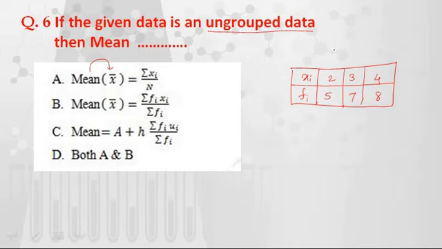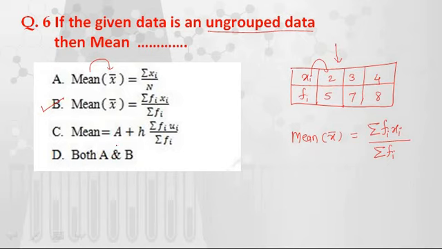So when the given data is given in this form, that is called as ungrouped data, means the value of the variable along with its frequency distribution, and this value of variable should not be in the form of class interval. So when the given data is ungrouped data, for this type of data, mean x bar is given by this formula: summation fi xi whole divided by summation fi. So we can easily understand that here option B is the correct answer for question number 6.